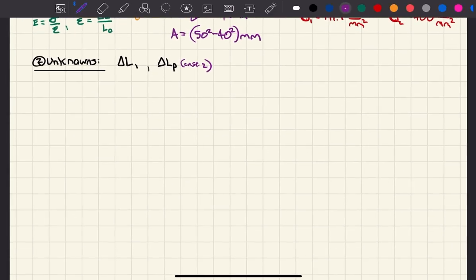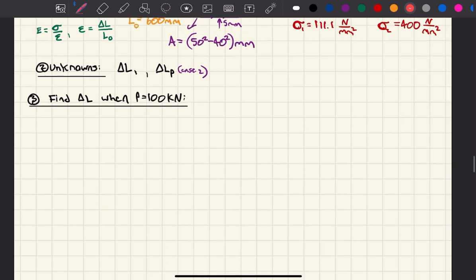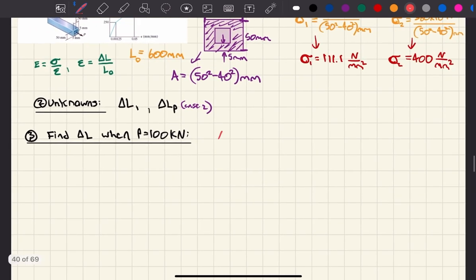Okay, so we'll do case 1 first. Actually, let's call it by name. So find delta L when P is equal to 100 kilonewtons and we let go. Okay, we start with our variable. This is fairly straightforward and simple. How can I find delta L? Well, I can use this lovely strain formula right over here. I know that delta L is equal to L naught, the original length, multiplied by the strain.